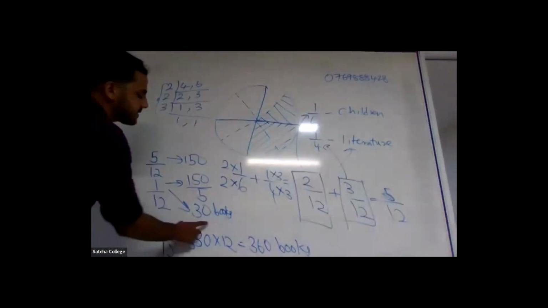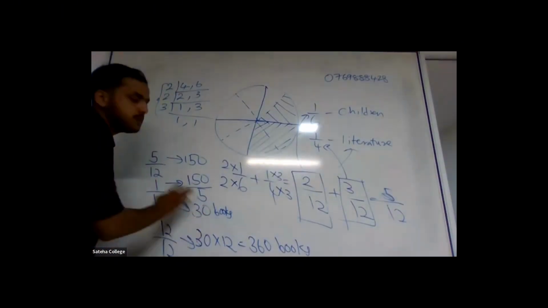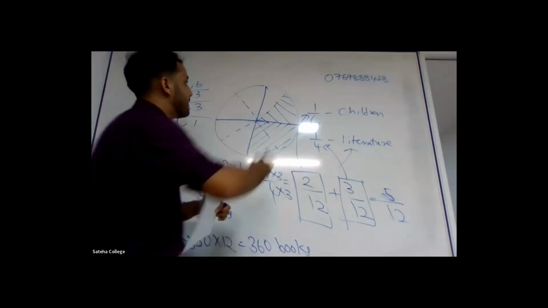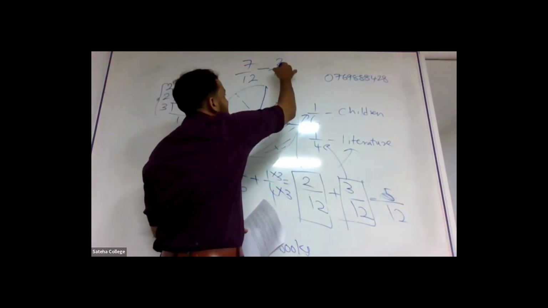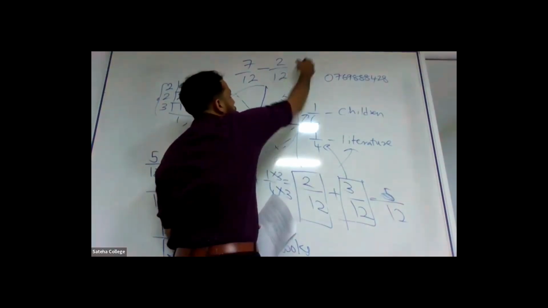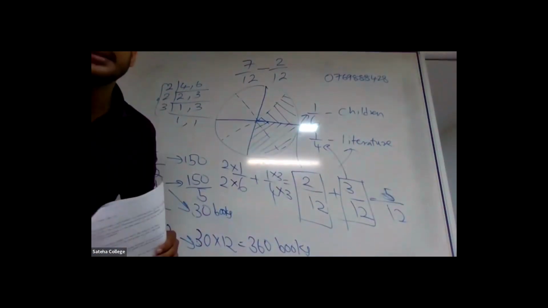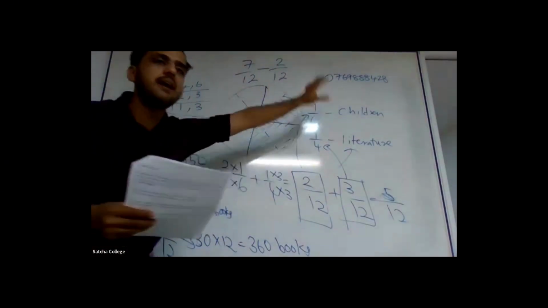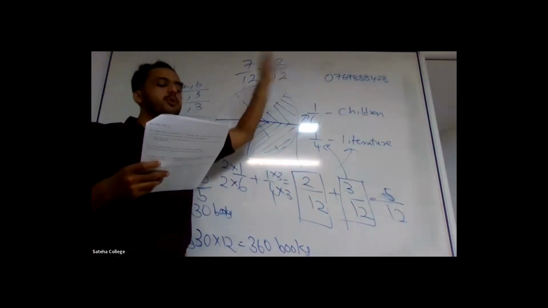So 1 over 12 is 30 books. So 2 over 12 will be equal to what? 60 books. Right? So then 7 over 12 is the remaining. From that, we gave what? 2 over 12 to the neighbor. Right? 7 over 12 is remaining. From that, we gave 2 over 12 to the neighbor. Right? In the number of books, he gave 60 books to the neighbor.